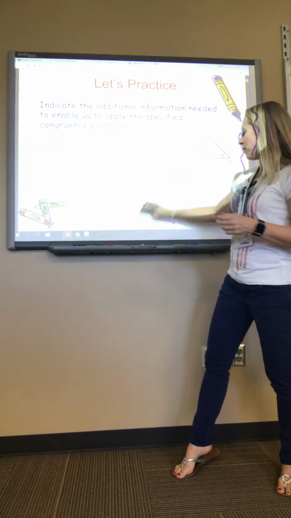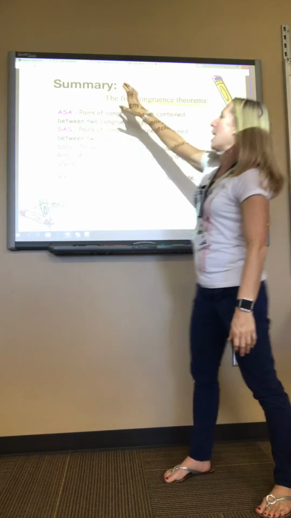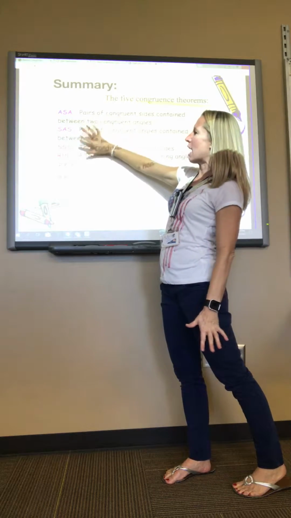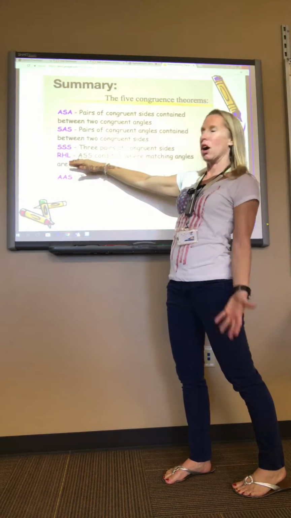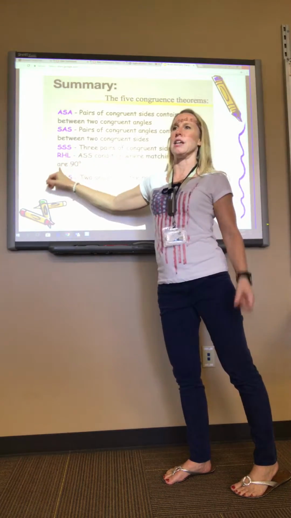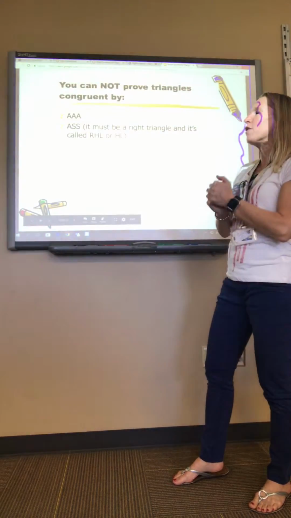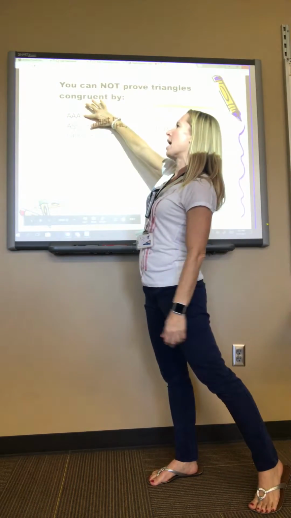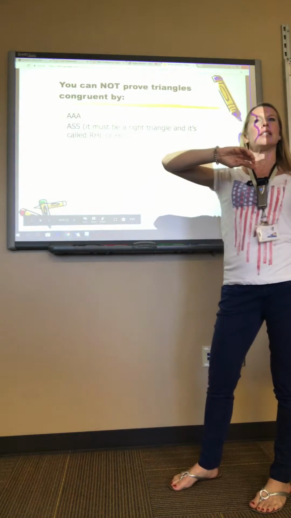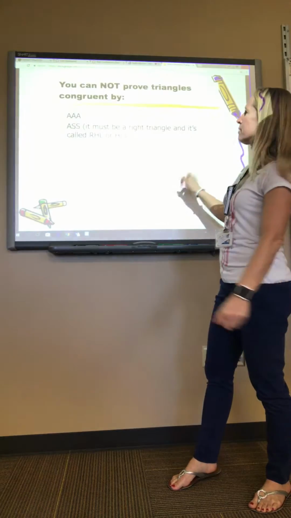Okay. Again, there's 5 ways to prove triangles congruent. Side, side, side. Side, angle, side. Angle, side, angle. Angle, angle, side. RHL or HL. I'm not sure on the ACT if it'll just say HL or RHL, so I don't care either way. Never prove triangles congruent by AAA or ASS. It's only okay to be an ASS if you are right.